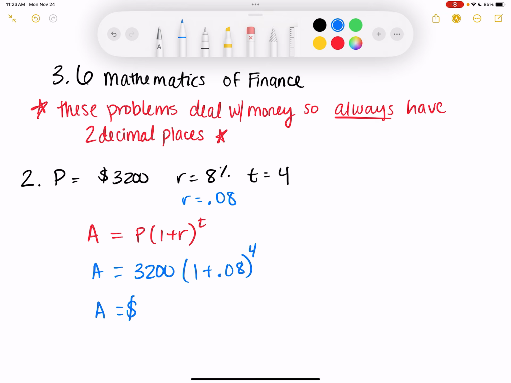I got $4,353.56. So $4,353.56. What is this problem asking us? Let's find the amount A accumulated after investing the principal P for T years at an interest rate R compounded annually.